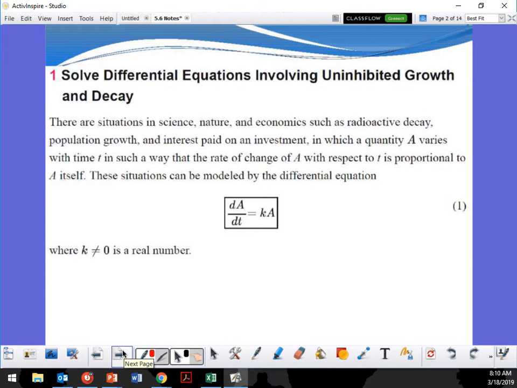All right, solve differential equations involving uninhibited growth and decay. It comes out something like this. There are situations in science, nature, and economics, such as radioactive decay, population growth, interest paid on investment, in which a quantity A varies with time t in such a way that the rate of change of A with respect to t is proportional to A itself. These situations can be modeled as a differential equation: dA/dt equals kA, where k is not equal to 0, is a real number.